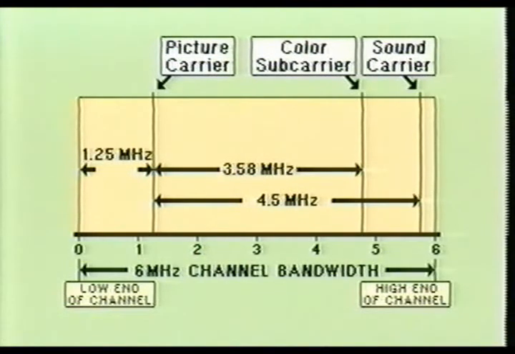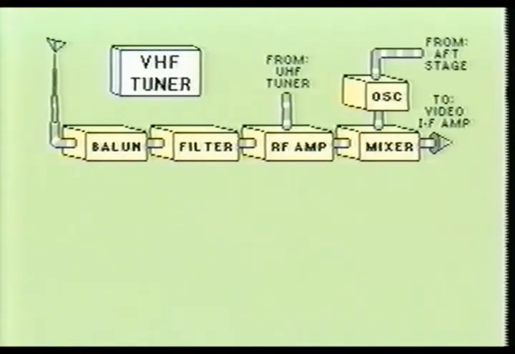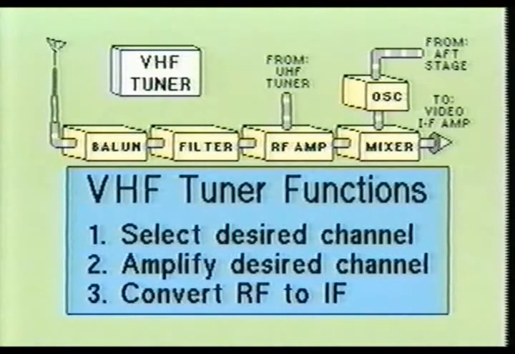Now let's examine the VHF tuner. Here you see a block diagram of a typical VHF tuner. The primary function of the VHF tuner is to select the desired channel, amplify the selected channel, and change the incoming radio frequency signal to a much lower intermediate frequency value. Now let's examine each of these sections and see what they do.